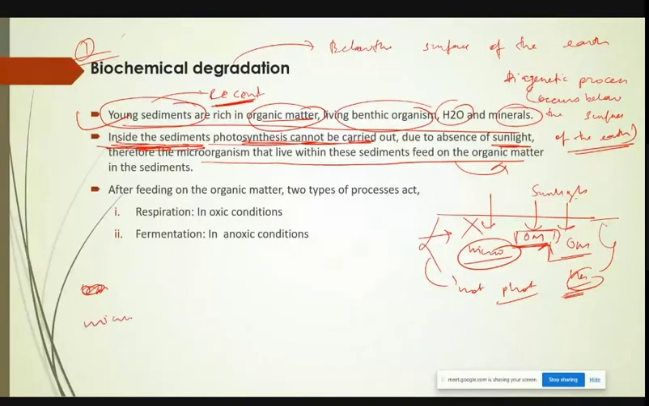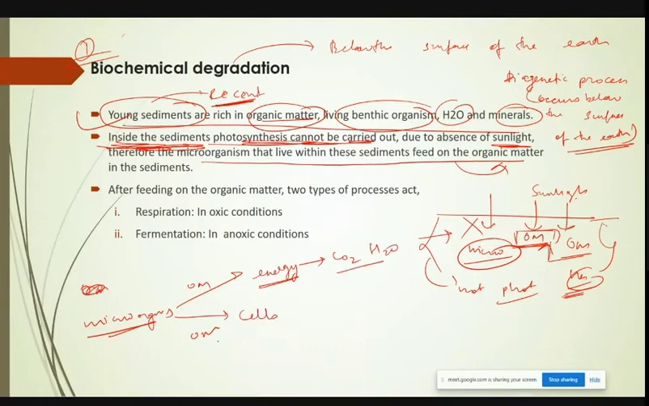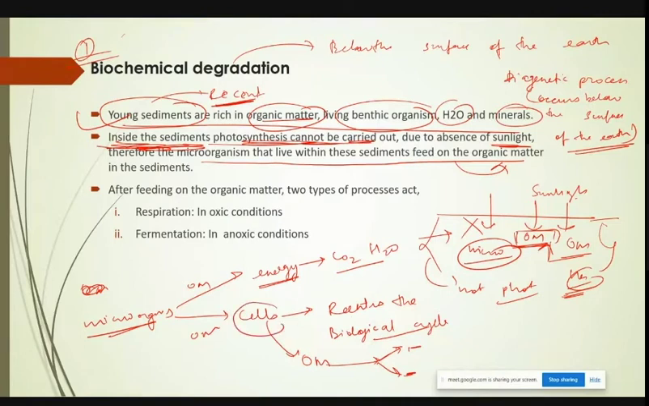For example, we discussed in the diagenetic cycle that the microorganism can use the organic matter for two things: for producing energy, in which case it converts into carbon dioxide and water, and for building cells, in which case the organic matter re-enters the biological cycle. If it is used for building cells, the cells will die and it will again become organic matter. Then it will again go below the sediments, and we will see whether it is again used up by microorganisms for energy or for making cells. If it is used for making cells, it will re-enter the biological cycle.